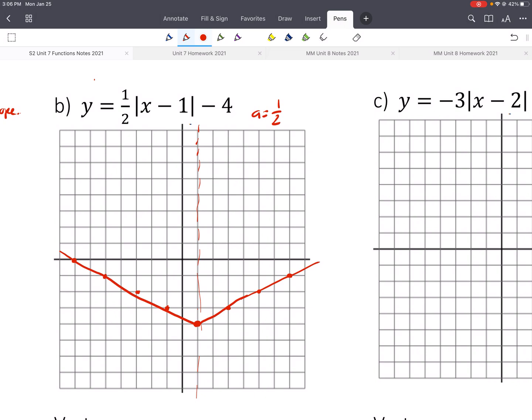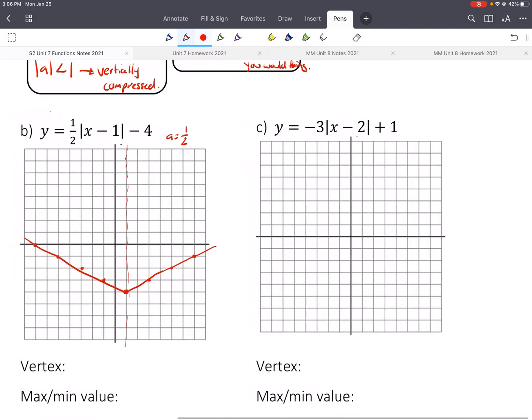All right, and then here's your last one, something like (2, 1), and our slope here is -3 over 1, so we go down 3 over 1, down 3 over 1 on both sides.